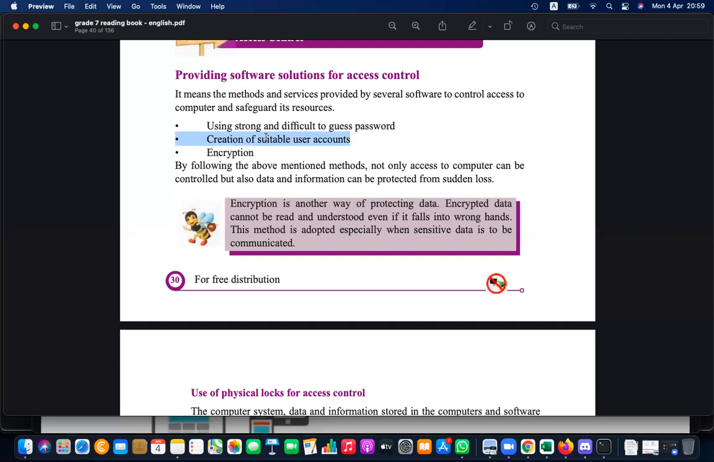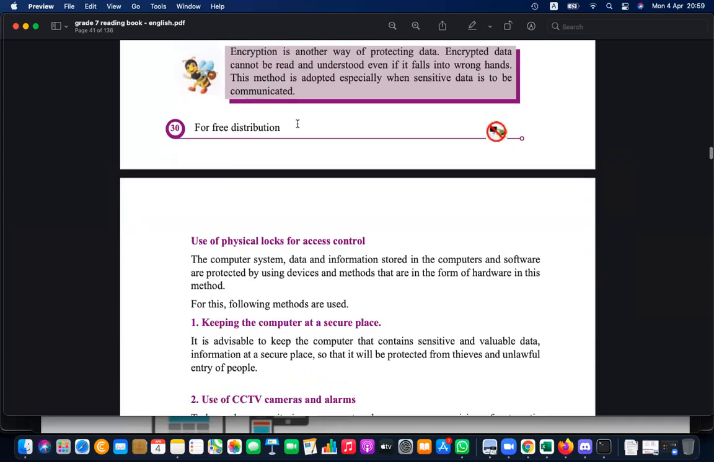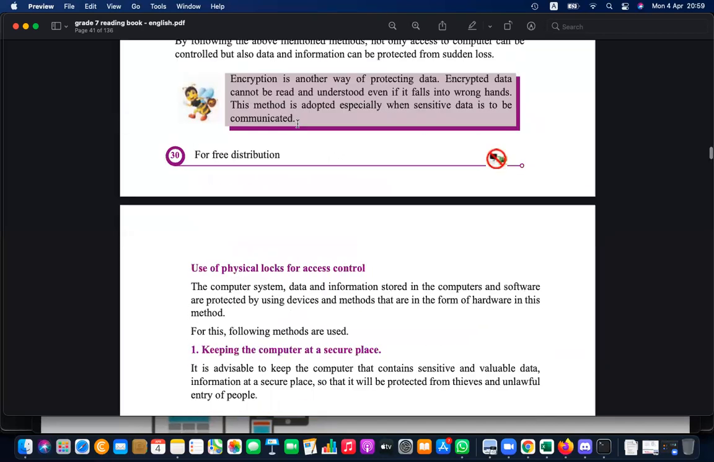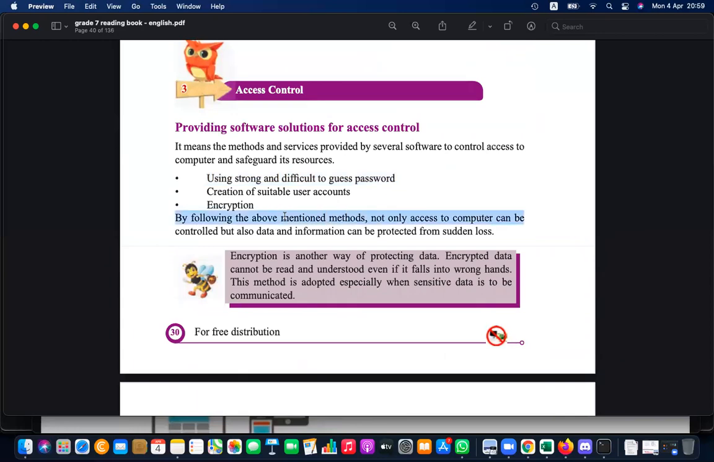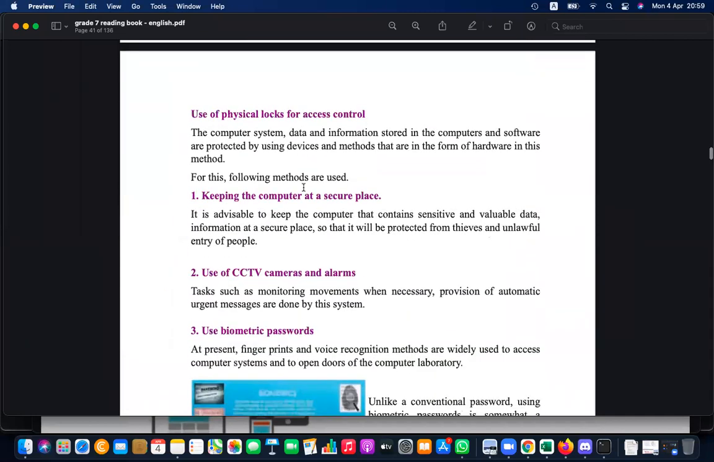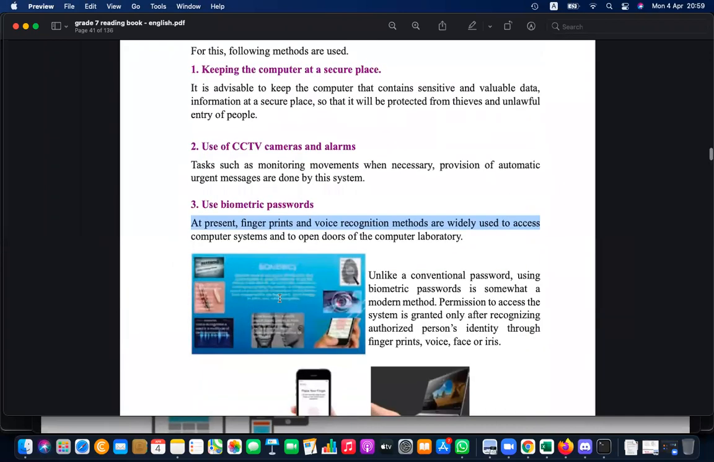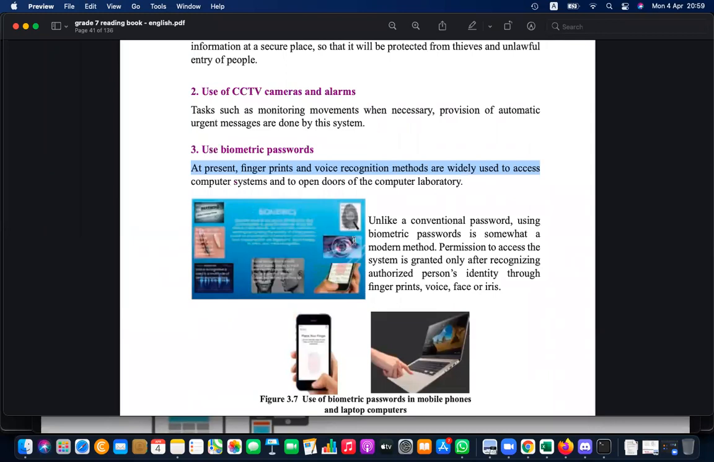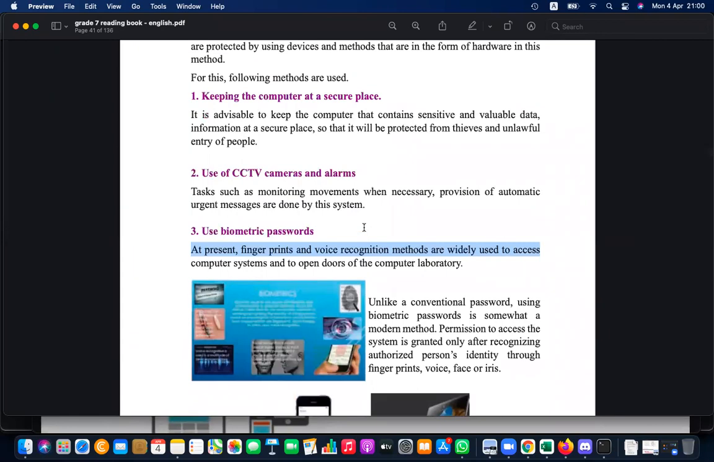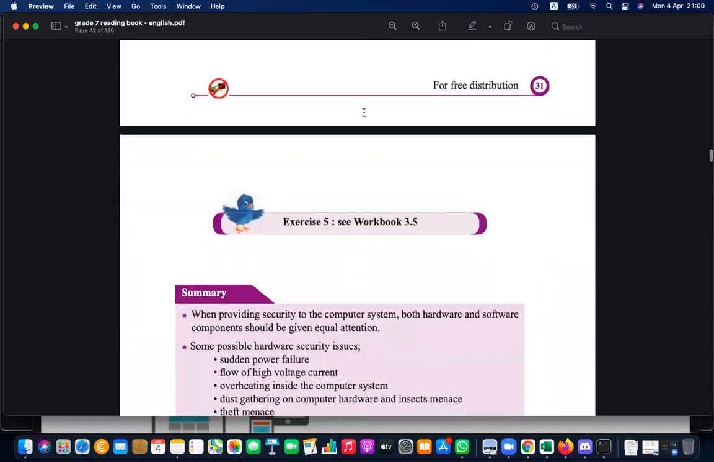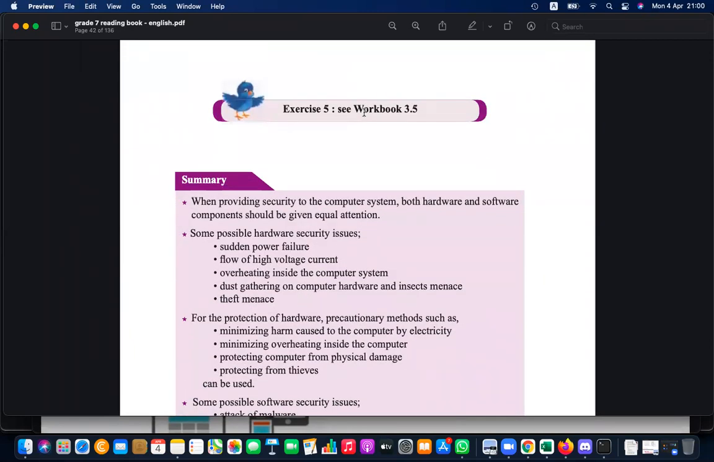And also user accounts, user passwords, and biometric mechanisms. Biometric mechanisms means iris scan, fingerprint, face scan, voice scan. Likewise, biometric authentication can also be used. Here you can see the biometric passwords: iris, face, voice, fingerprint. These are very important to protect your computers from threats. And CCTV, alarm systems, secure places to safeguard them. Those are the things for access control.